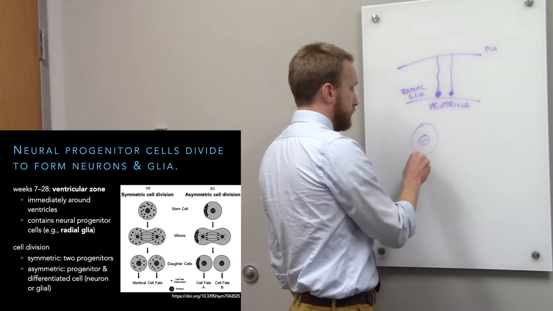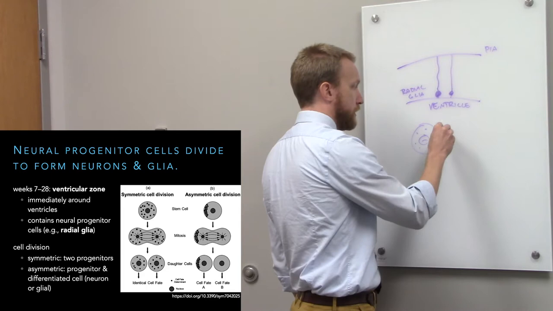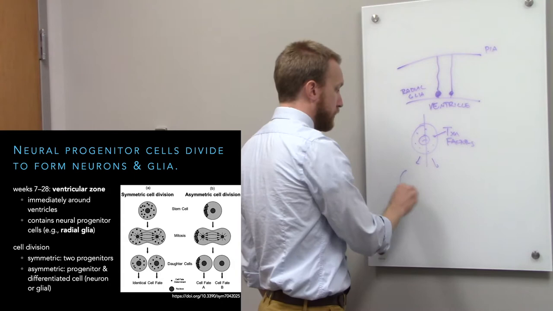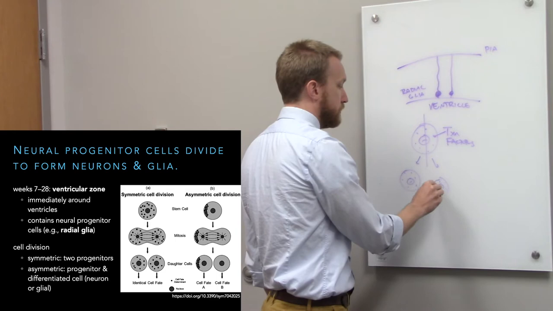And that's because they've equally distributed the transcription factors that determine cell fate. If these are evenly distributed, when we divide in half, we create two cells with the same fate. That is, neural progenitor cells.